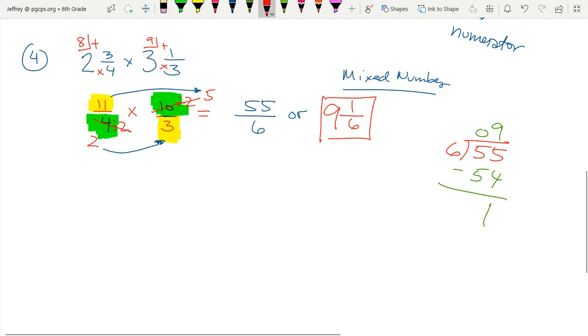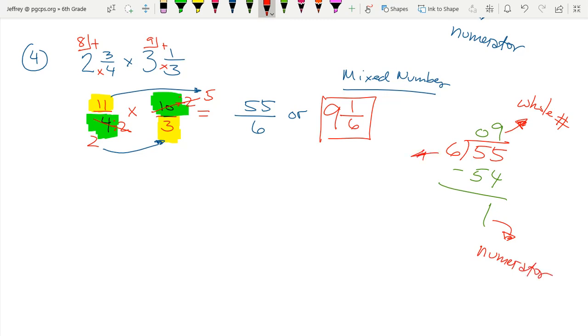Now remember, your quotient or your answer is your whole number, and your remainder is your numerator, and your divisor would be your denominator. And voila, we are absolutely done. Now let's do number 5.